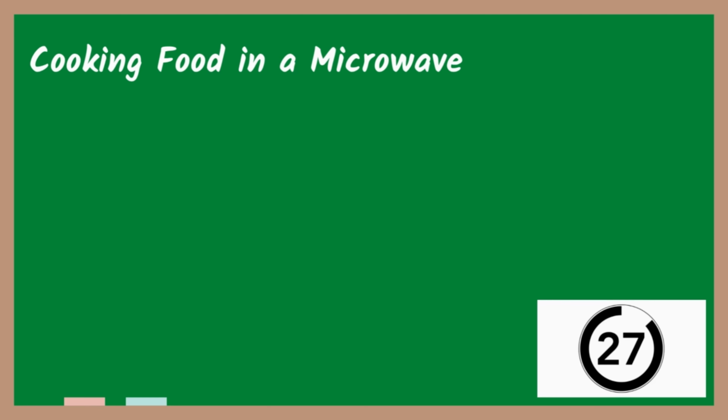Cooking food in a microwave. The correct answer is radiation. Microwave is an electromagnetic wave that makes the water molecules in food vibrate. Hence, it becomes warmer.